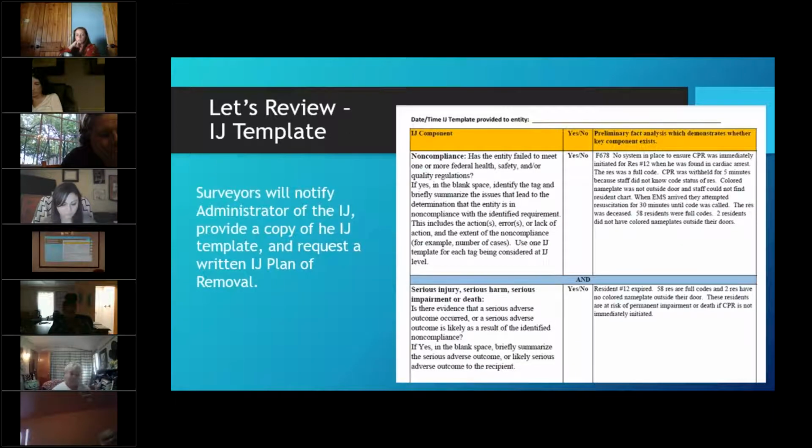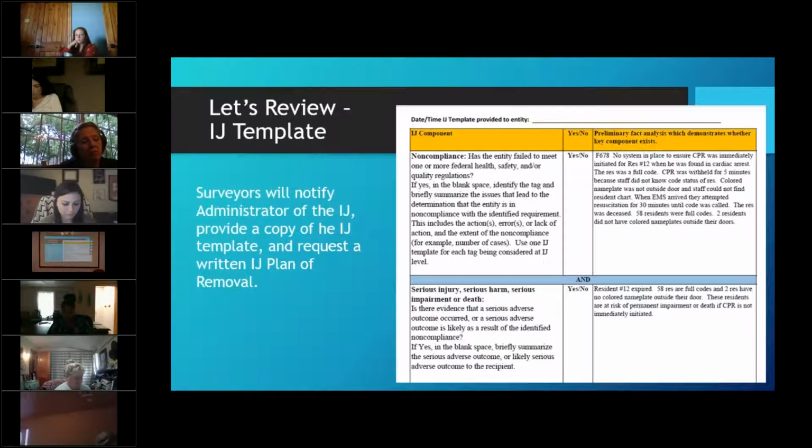Okay. The IJ template. Surveyors are going to notify the administrator of the IJ, and they're going to provide a copy of the IJ template to the administrator and request a plan of removal. An IJ plan of removal. A plan of removal is not the same thing as correcting your deficiencies. You've got to put a plan in place that will remove the immediacy of the situation.